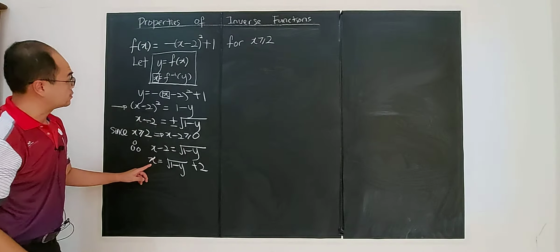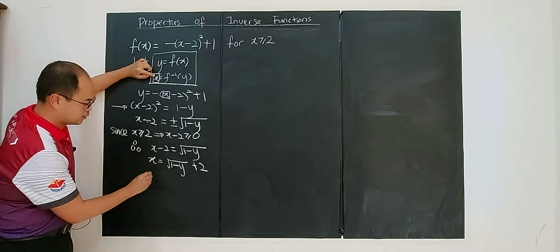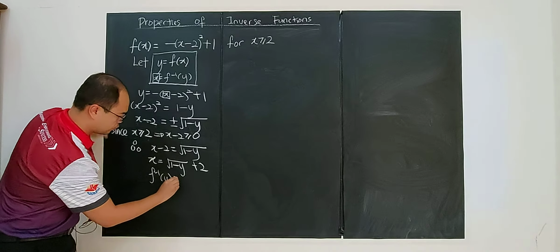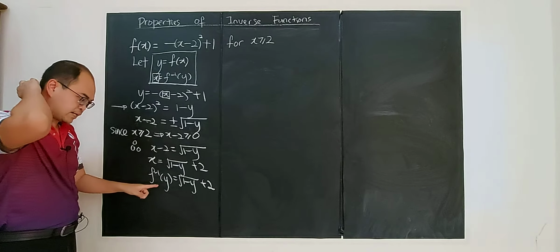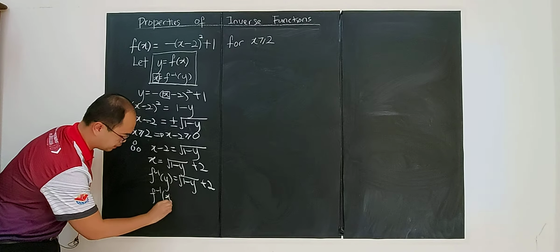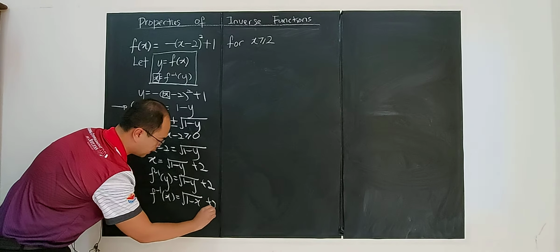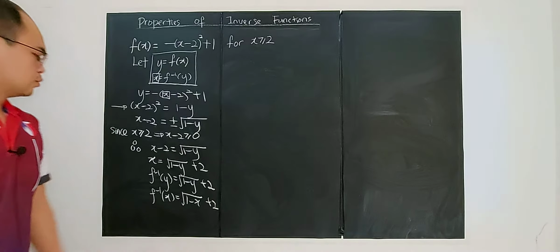So you have x will be square root of 1 minus y plus 2, right? And what is your x? Your x will be your f inverse here, right? Your x will be your inverse of y, which is square root of 1 minus y plus 2. And you replace the y here now back with x, right? This is the method that you learn during your additional maths, right? So plus 2 here, right? F inverse is square root of 1 minus x plus 2.